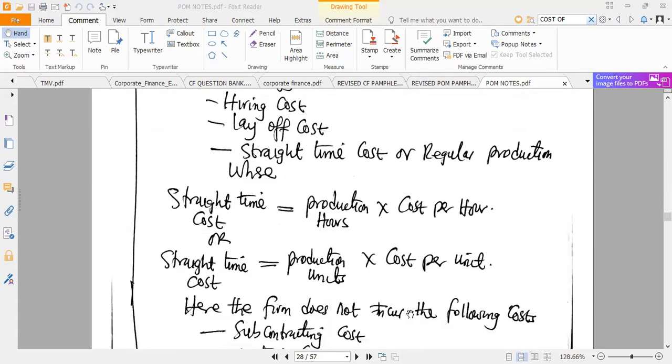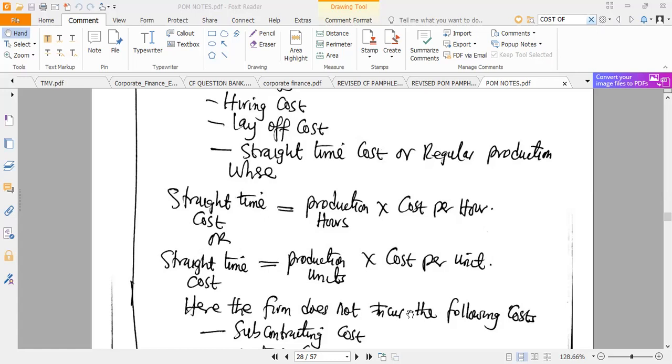Okay, that is on the chase strategy, which is also called matching demand. All right. So now the straight time cost is equal to production hours. There are two ways of calculating the straight time cost. If we're talking about the production hours, then multiplied by the cost per hour. Then again, we have another straight time cost: the production units multiplied by the cost per unit. So you're looking at how many units you've produced and at what price.